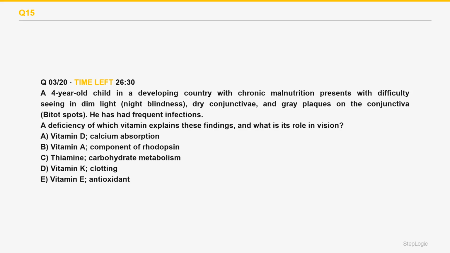A deficiency of which vitamin explains these findings, and what is its role in vision? A 4-year-old child in a developing country with chronic malnutrition presents with difficulty seeing in dim light, night blindness, dry conjunctivae, and gray plaques on the conjunctivae. He has had frequent infections. Read the command, which vitamin and its role in vision. Night blindness, dry conjunctiva, Bitot spots, infections: vitamin A deficiency, retinol and rhodopsin.